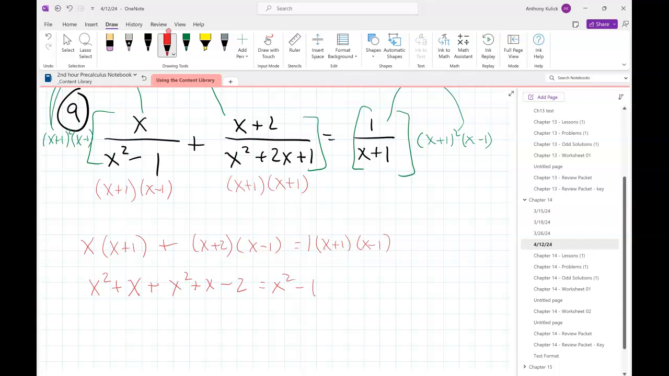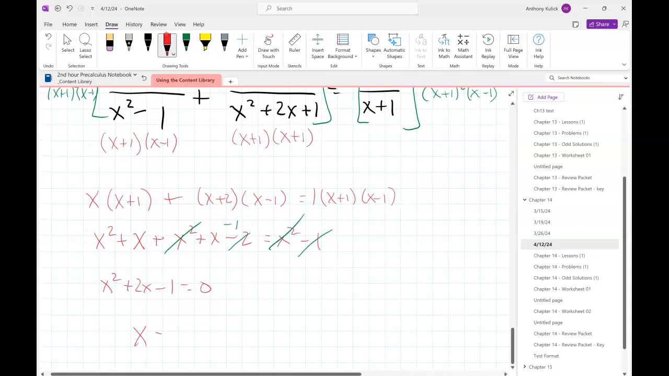Let's move everything onto one side. So if I subtract an x squared from both sides, those cancel out. If I add 1 to both sides, that's going to turn into a minus 1. So I have x squared plus 2x minus 1 equals 0. That's not going to factor, so what do I need to do?